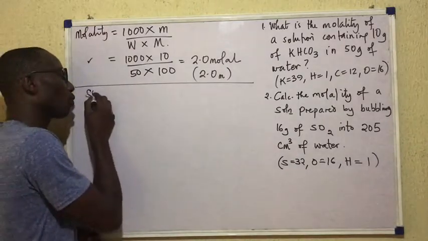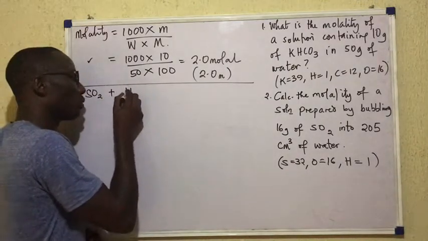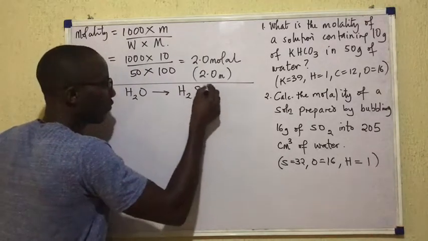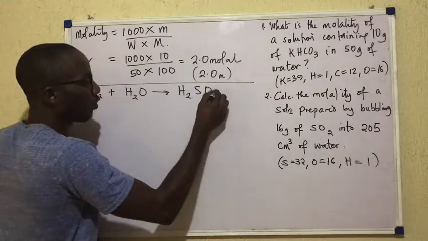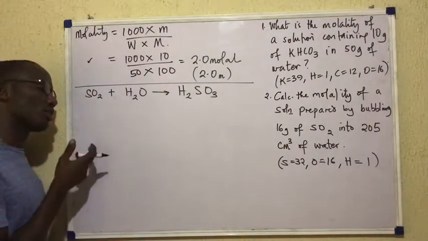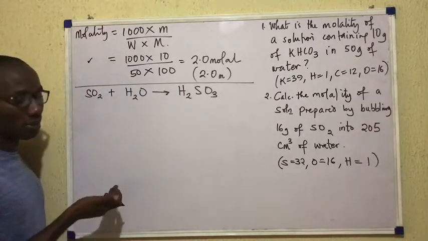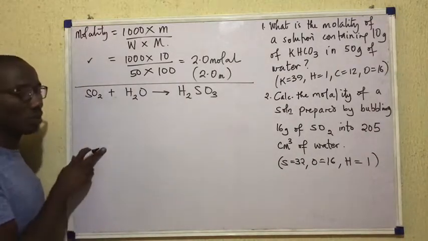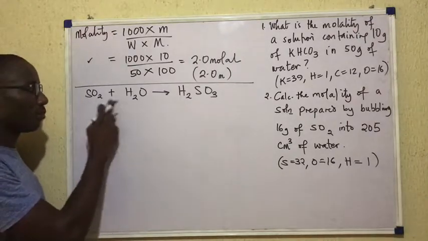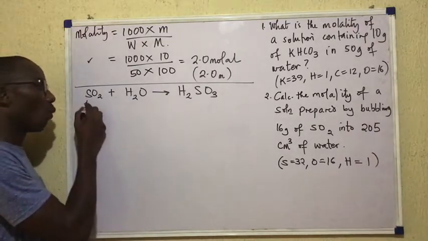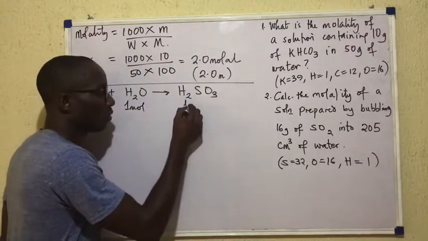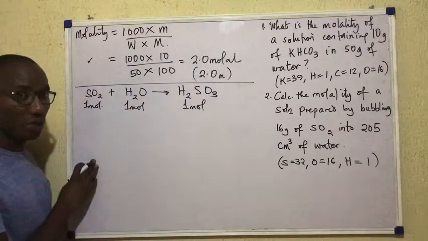When SO2 is bubbled into H2O, a reaction actually occurs. They will form H2SO3. This reaction takes place. So it means SO2 does not just dissolve in water to become aqueous SO2, but it actually reacts with the water to form H2SO3. And by the stoichiometry here, 1 mole of SO2 will combine with 1 mole of water to produce 1 mole of H2SO3.